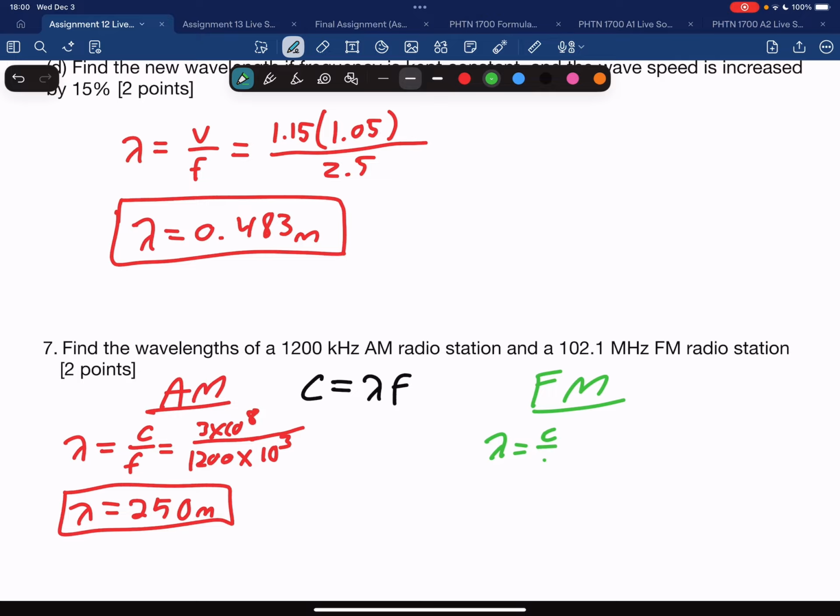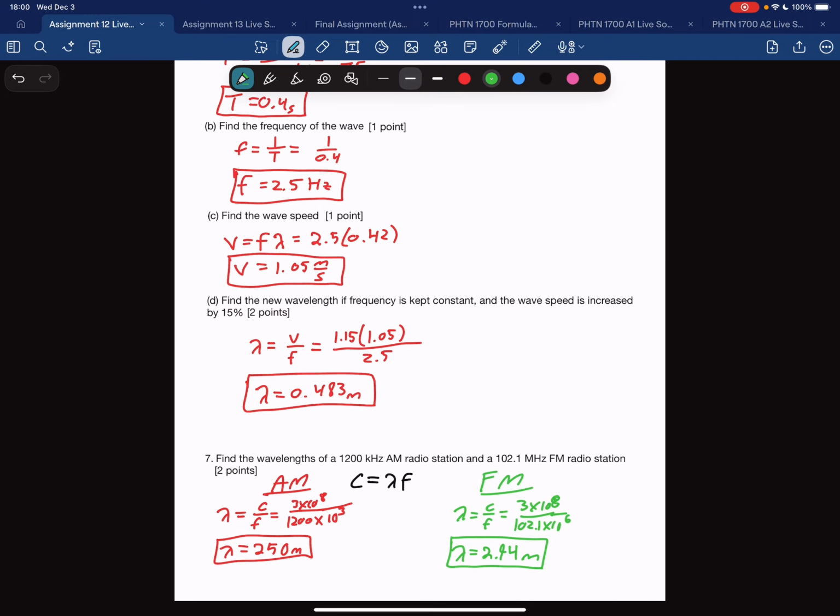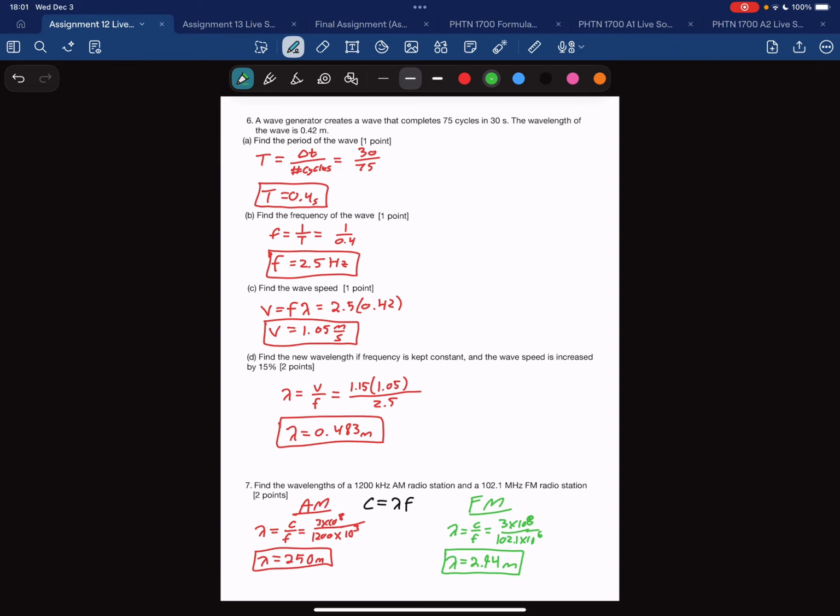For FM, it's the same formula with the same speed of light in the numerator, this time divided by the 102.1 times 10 to the 6 hertz. So this time we have an exponent of 6. And plugging that in, we get 2.94 meters. So that was for questions 6 and 7.